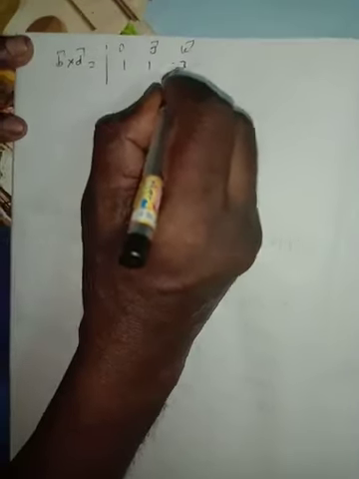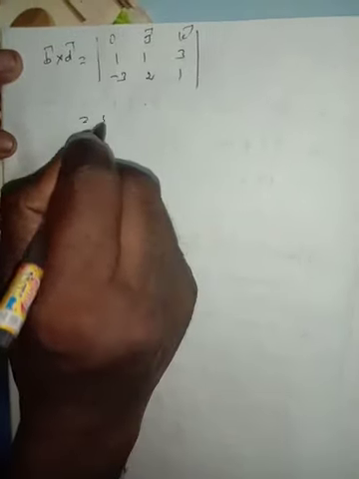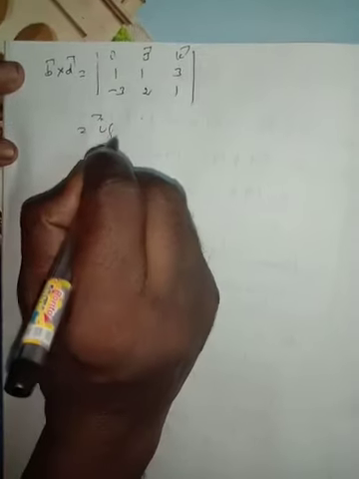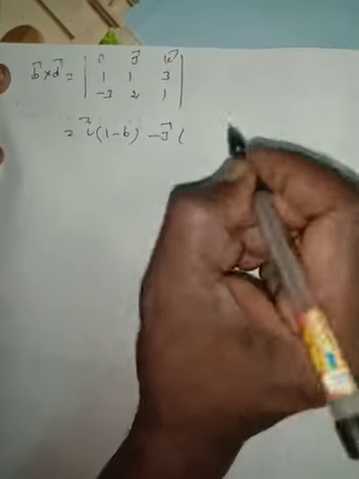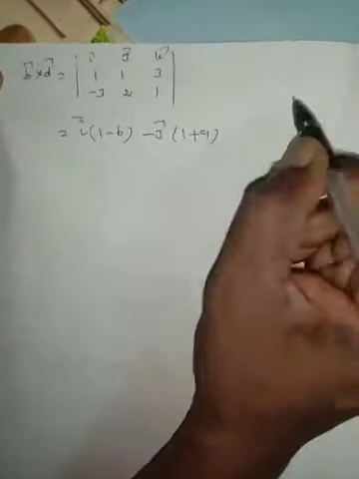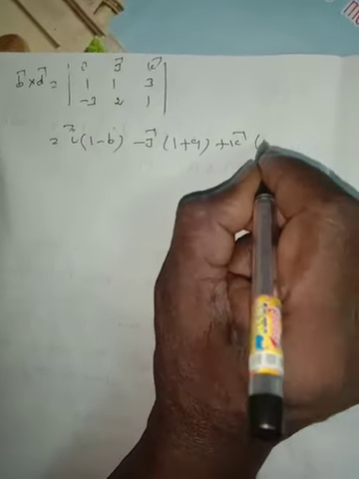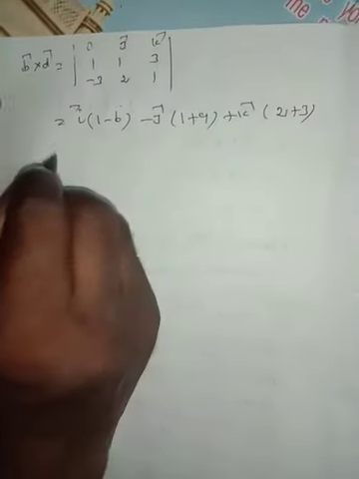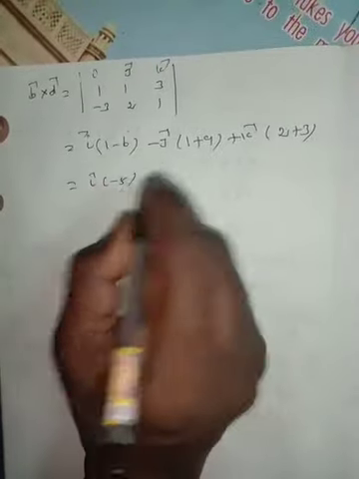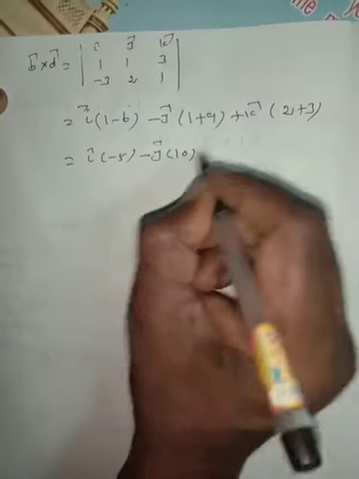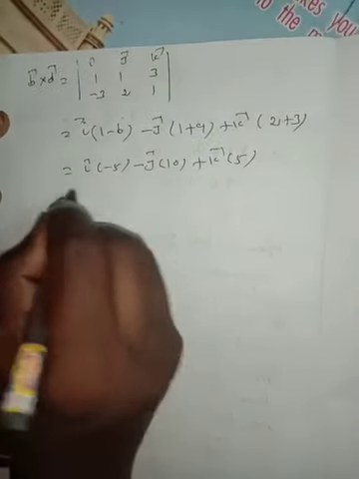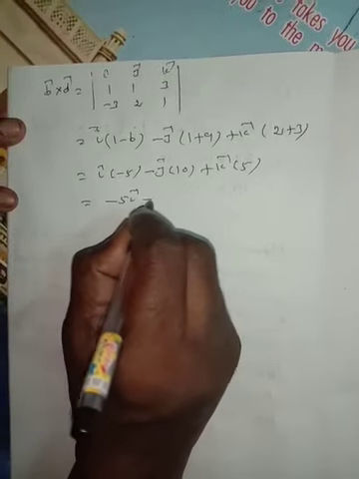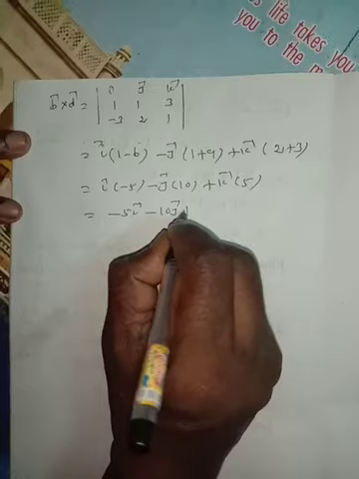b cross d vector is equal to the determinant of i, j, k; 1, 1, 3; minus 3, 2, 1, which is i vector (1 minus 6) minus j vector (1 plus 9) plus k vector (2 plus 3) equals i vector of minus 5 minus j vector of 10 plus k vector of 5, equal to minus 5i vector minus 10j vector plus 5k vector.